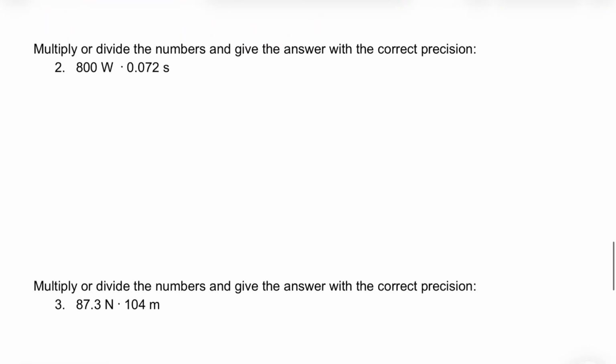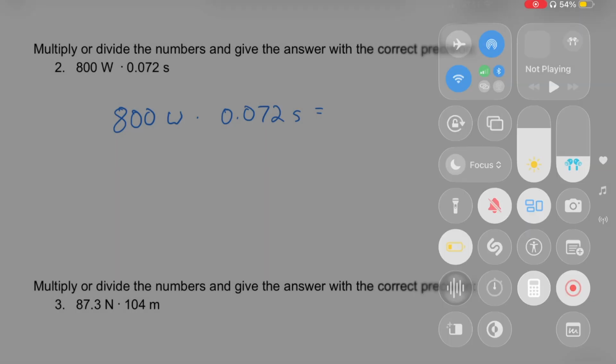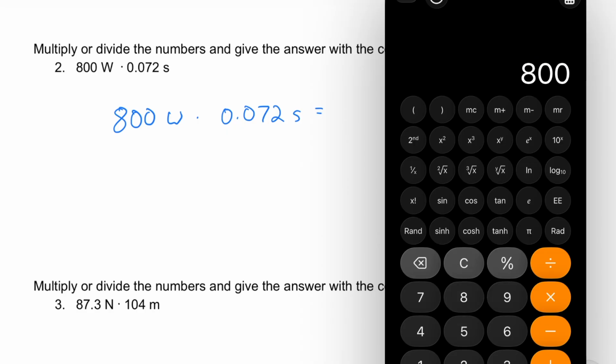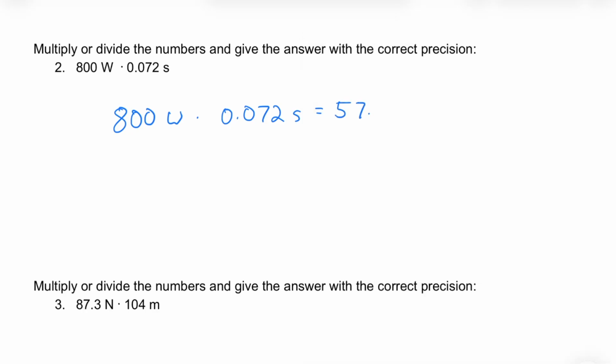So now let's take a look at number 2. We got 800 watts times 0.072 seconds. And if we plug this into the calculator, we will end up with 57.6. And this is watts times seconds, so 57.6 watt seconds, or 57.6 joules, which we'll eventually find when we talk about energy. But don't worry about that right now. We got 57.6 watt seconds.